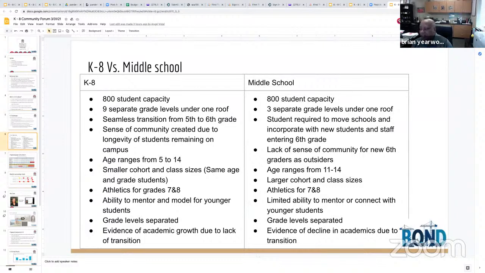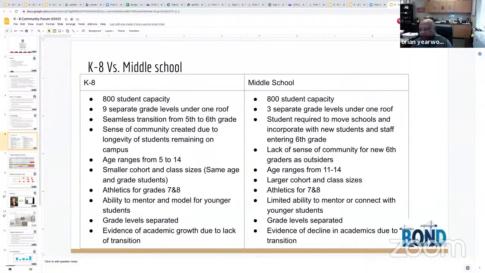They both have athletics. That's very, very common. Very importantly, students in a K-8 have the ability to mentor and to model for younger students. And that's very, very important because our students now feel like they're a big brother or big sister, and they feel they have a responsibility to look over the younger students. Whereas in middle school, they have limited ability to learn about mentoring and interacting with others and connecting with others.